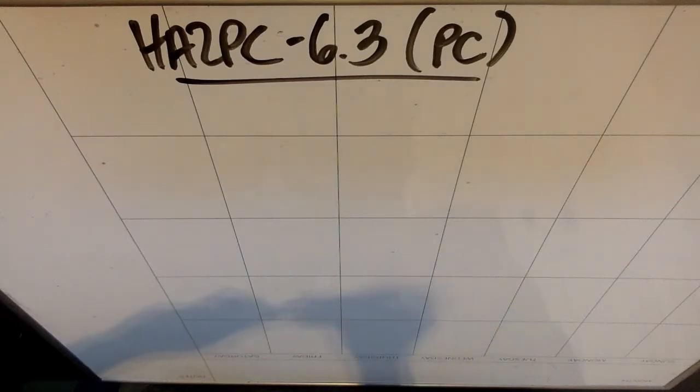Alright, so we are still doing Honors Algebra 2 Pre-Calc, section 6.3 of Pre-Calc, which is vectors in a plane. So real quick before we walk into our next example, I want to talk about what the zero vector is.